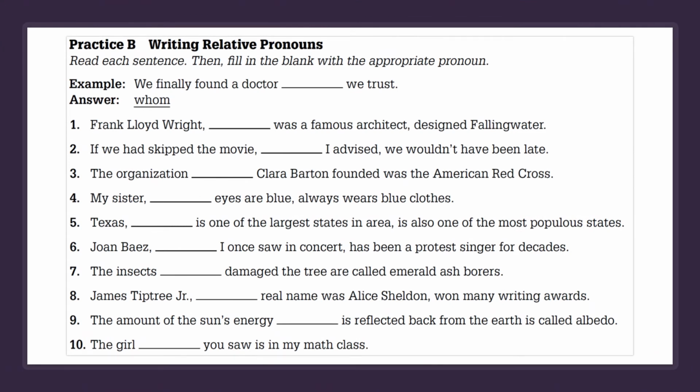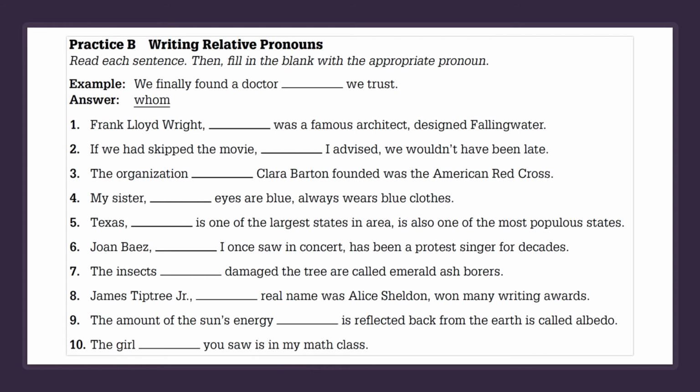So the second exercise, writing relative pronouns. We have to read each sentence, then fill in the blank with the appropriate pronoun. Now we have to use the 5 pronouns that we studied to complete the sentences. So, example: we finally found a doctor whom we trust. We have to use whom because, first, it refers to a person, and second, it is used as an object, not a subject, which would need who.